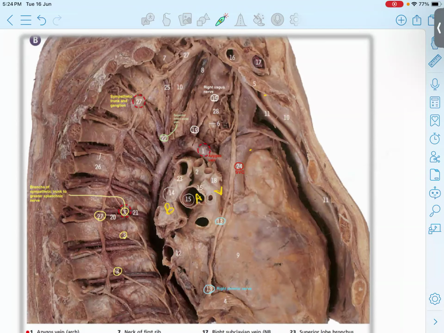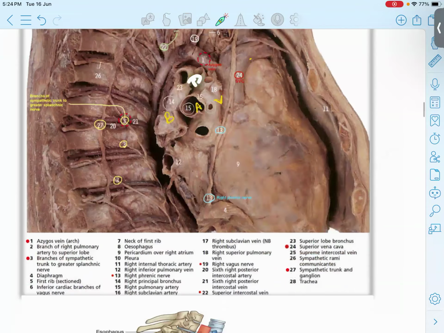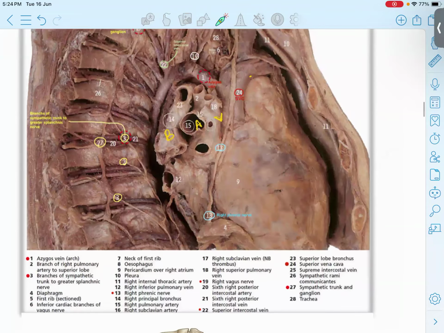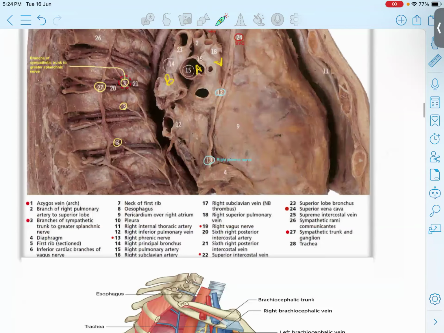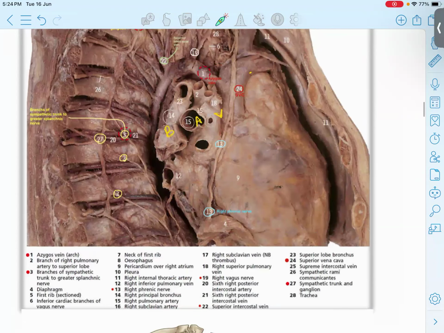So here focus on this structure 2. It will be artery. Which artery? Branch of right pulmonary artery to superior lobe. Okay, this is not so important. And 15. What is 15? 15 superiorly and middle, it is also artery. 15 is right pulmonary artery.